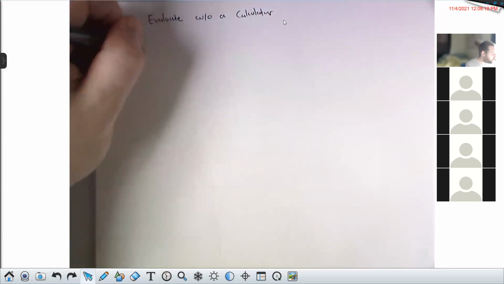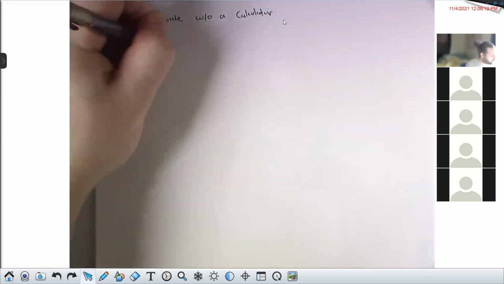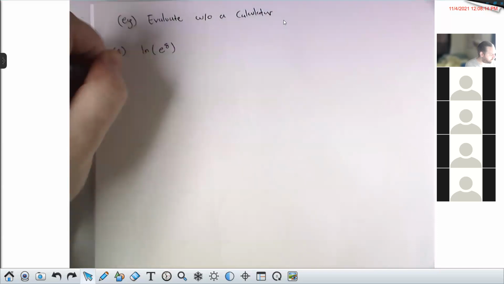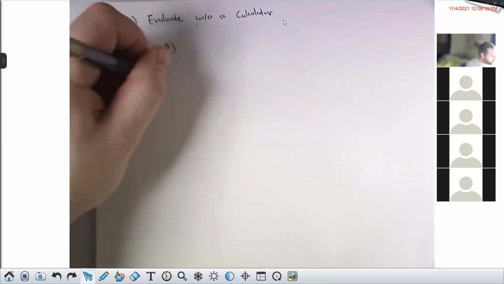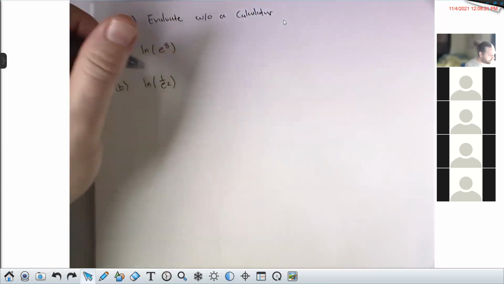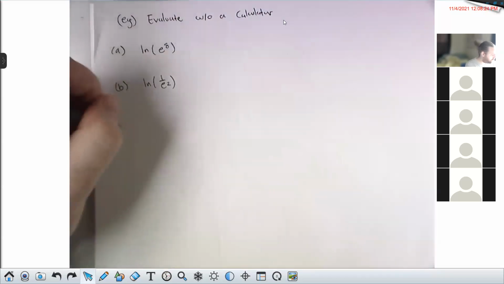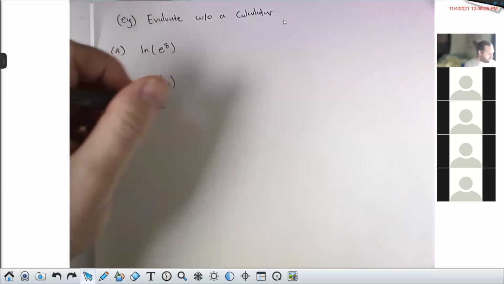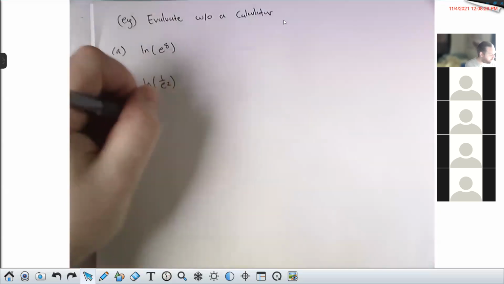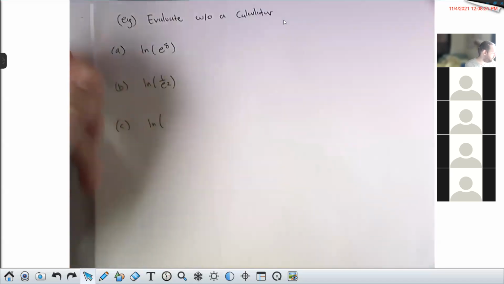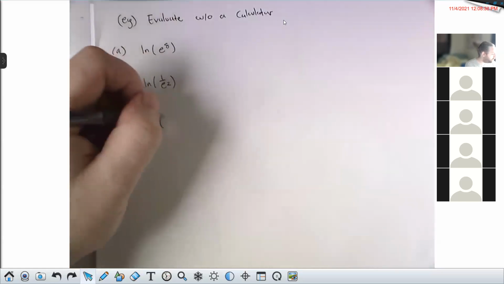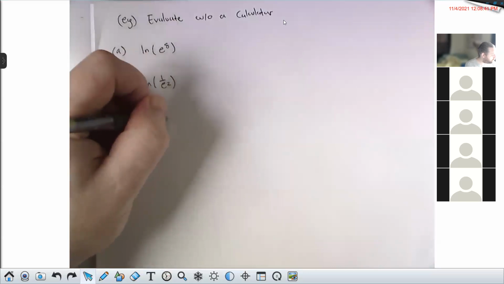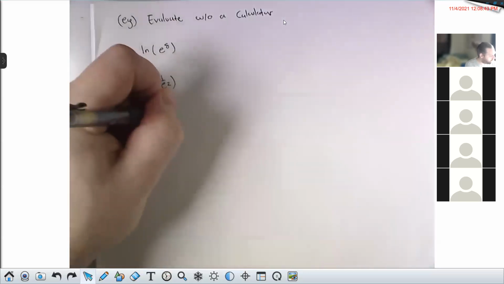So can we find the ln of e to the 8? Can we find the ln of 1 over e squared? And then I'll go ahead and say, can we find the ln of, let's say, these things get a little bit boring, don't they? E to the negative.